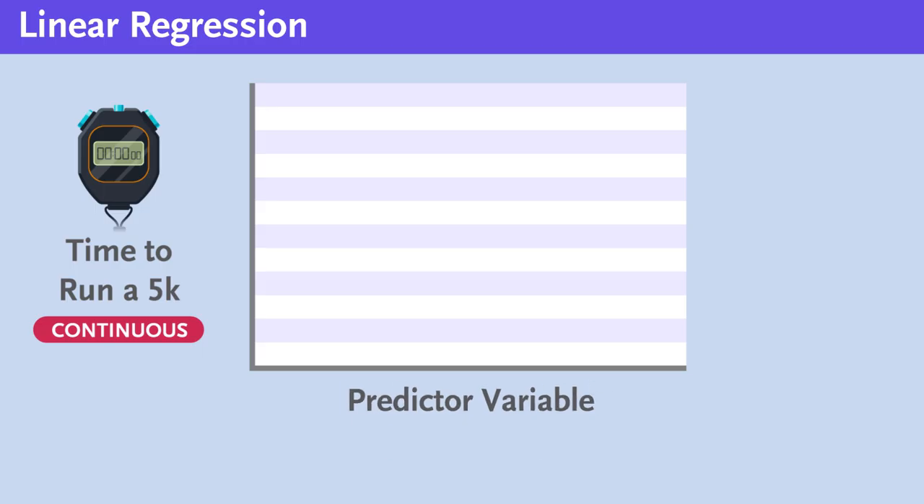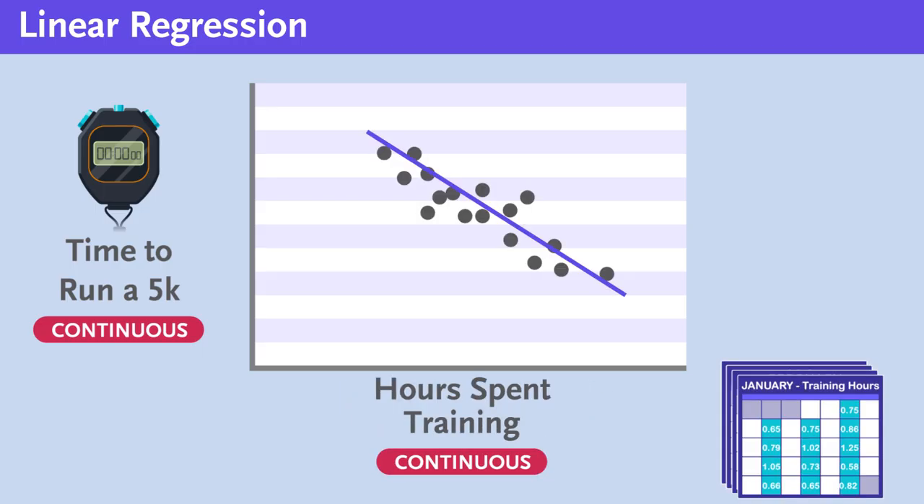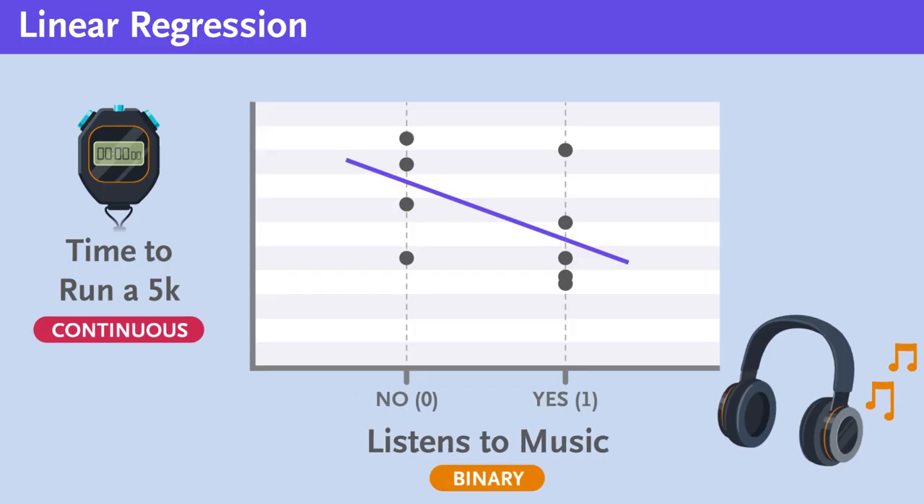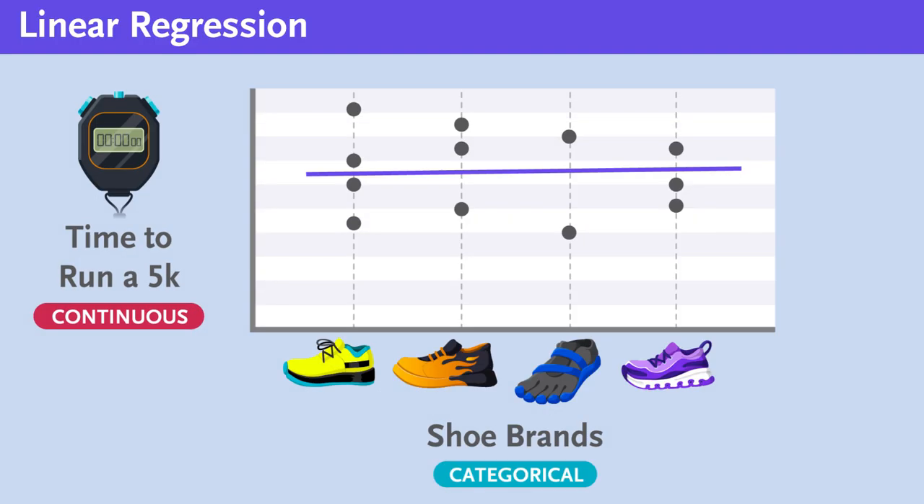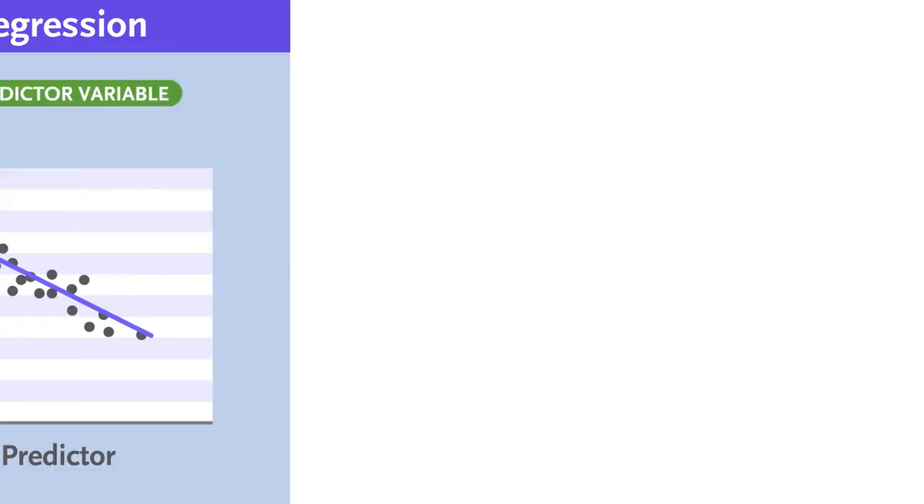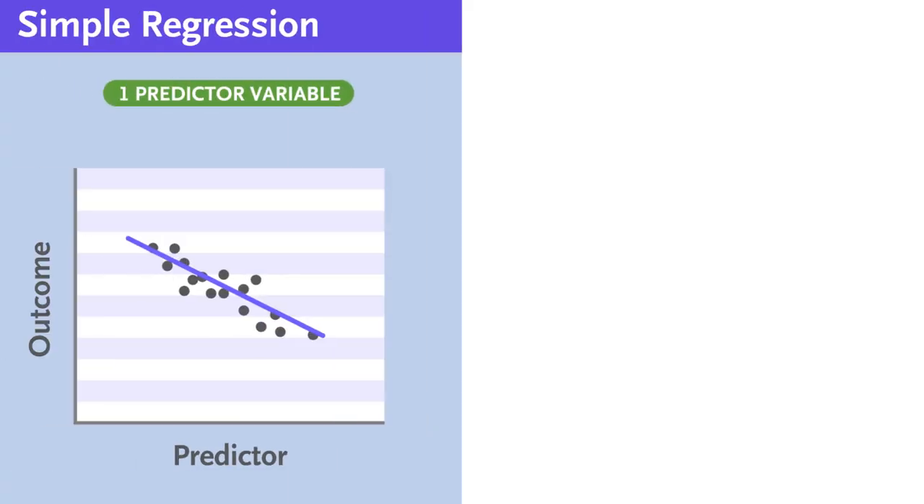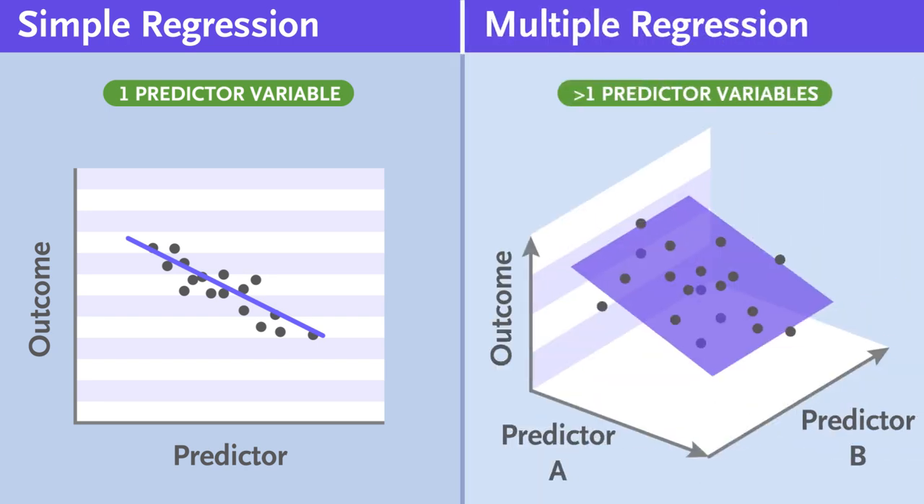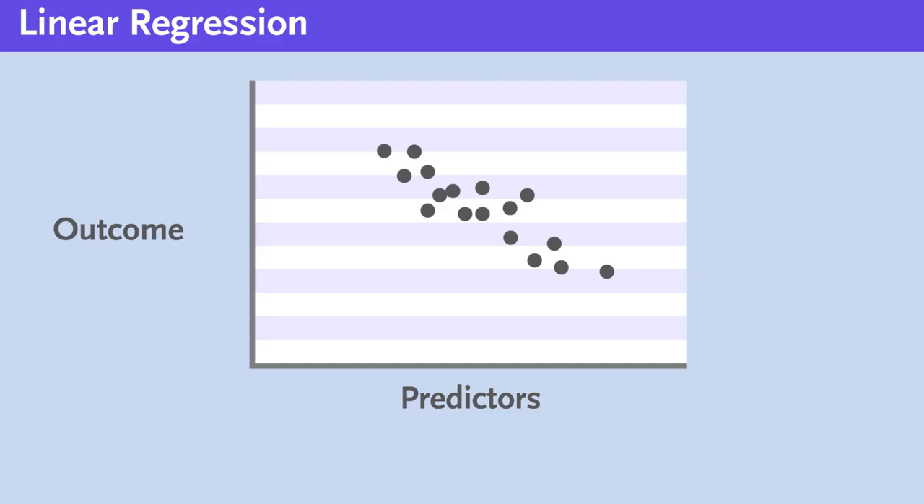Predictor variables can be continuous, time spent training, binary, whether you listen to music when you run, or categorical, different shoe brands. Simple regression is when there's only one predictor variable. Multiple or multivariable regression is used with more than one predictor variable. Linear regression finds a straight line that best fits the association between predictors and the outcome.